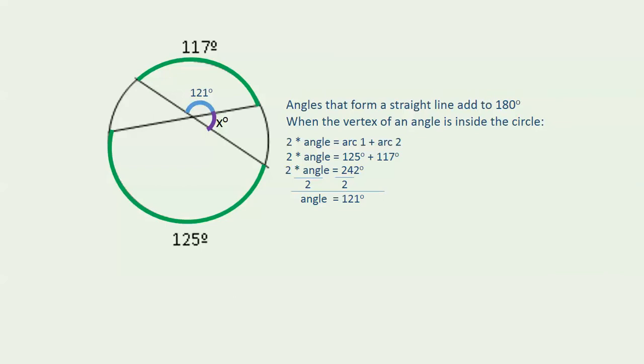So going back to the fact that angles that form a straight line together will add to 180 degrees, I find that 121 degrees plus x degrees will have to be 180 degrees. To solve for x, I'll subtract 121 from 180, and I find that x is 59 degrees.